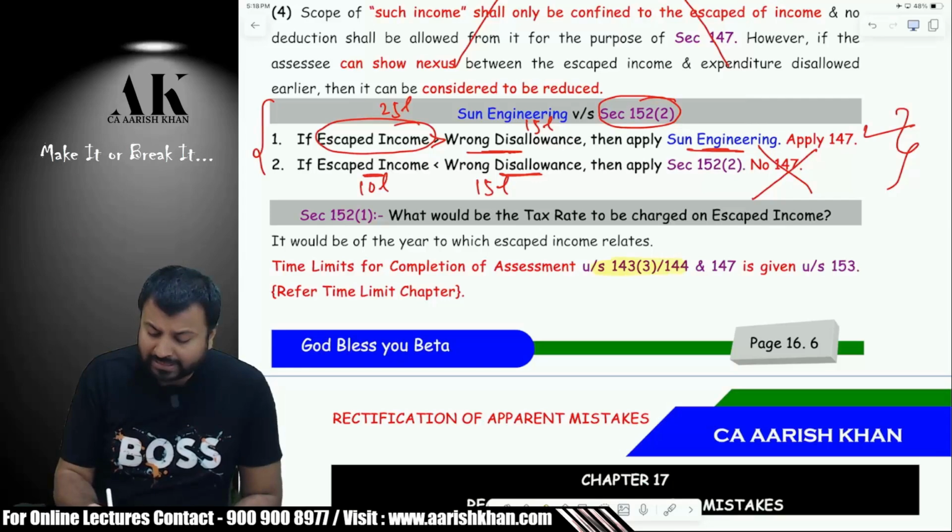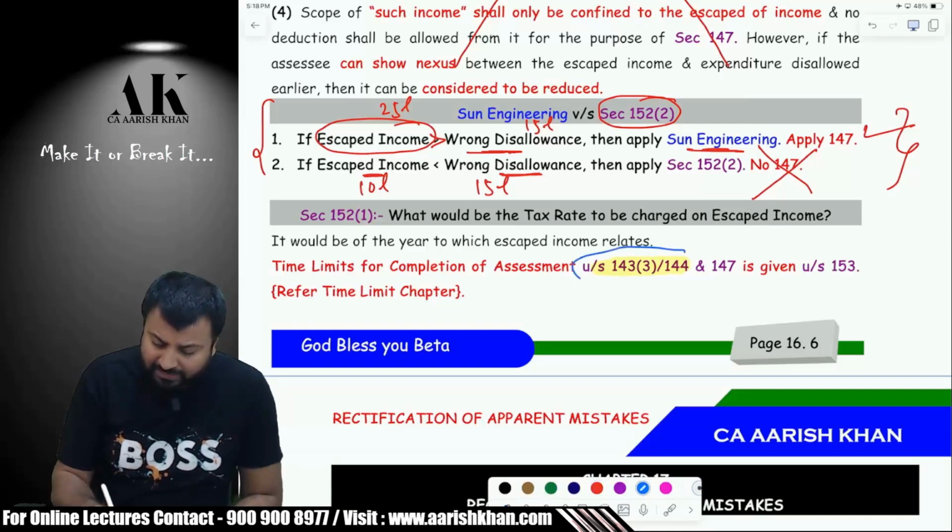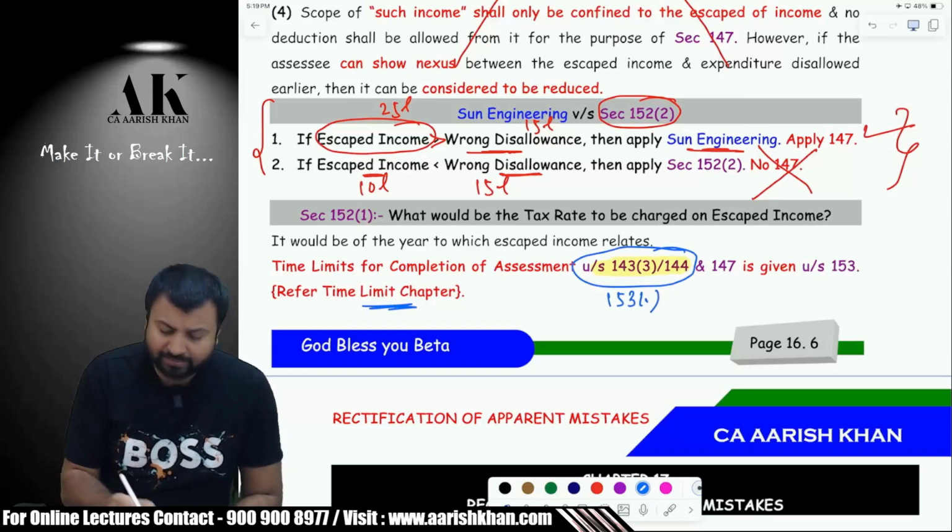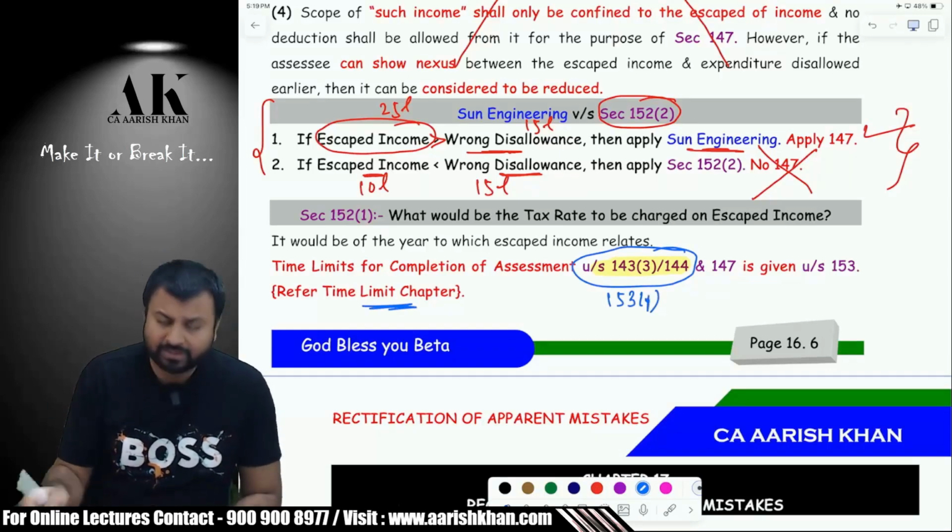First of all, I will say the time limit for these two sections. Which two sections? That is 143 and 147. What is the time limit to complete assessment? It is given in the chapter of time limit, but I am saying it right now only. It is given in 153 subsection 1.